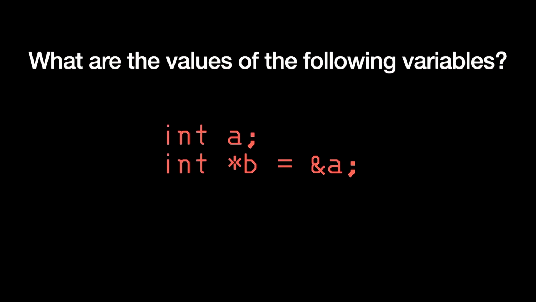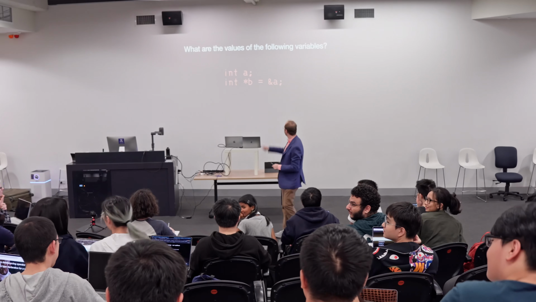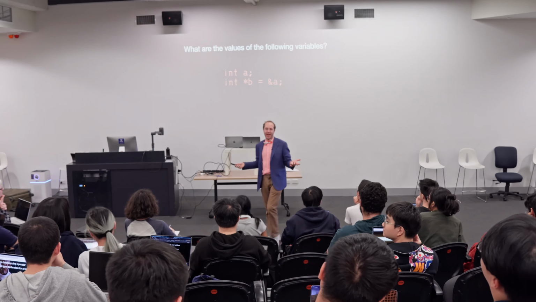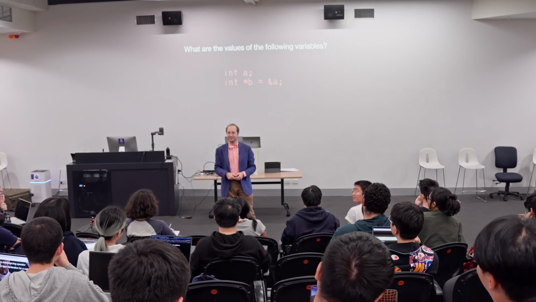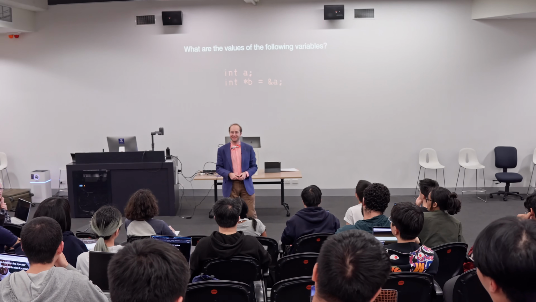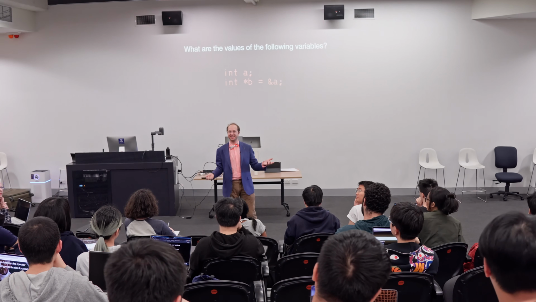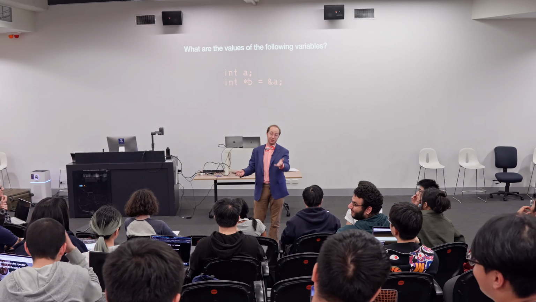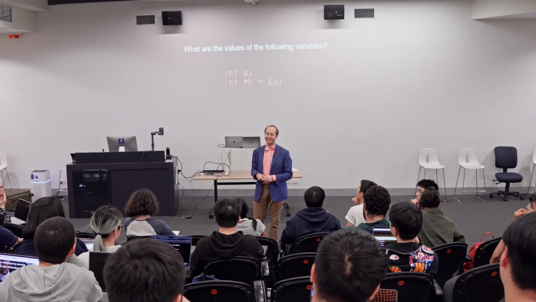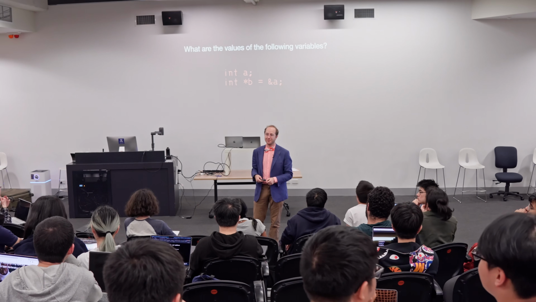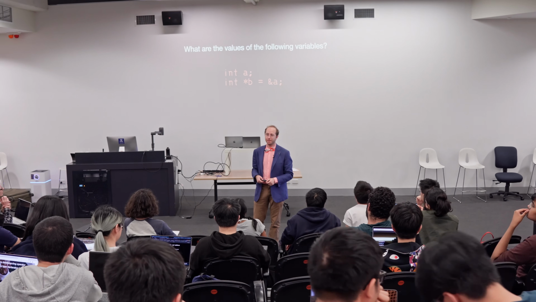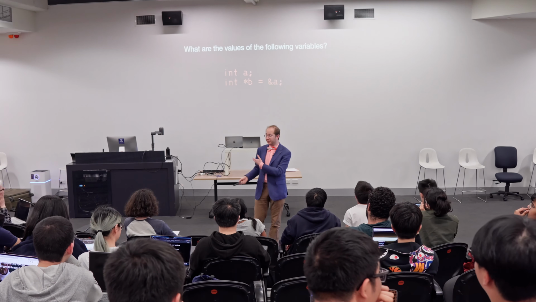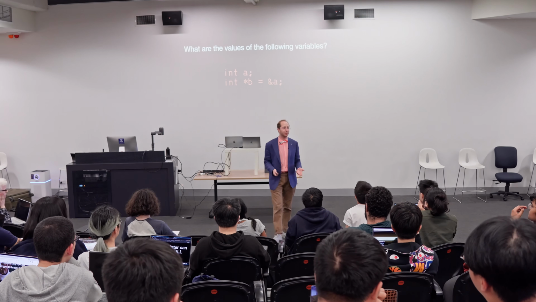What are the values of the following variables if this is all the code? Okay, so int a, what is the value at a? Do you have a guess? Why would it be 1? You can answer. Guess, it's fine. So I haven't added anything to it yet. All I've done is a declaration.